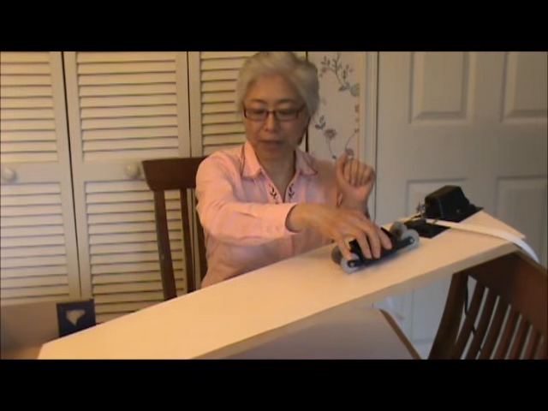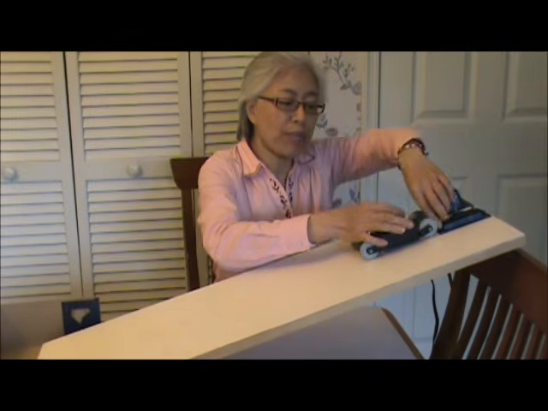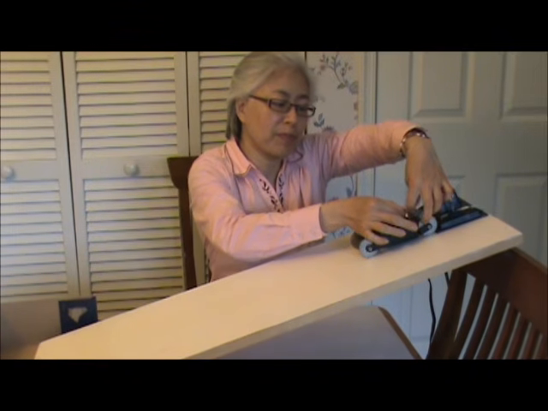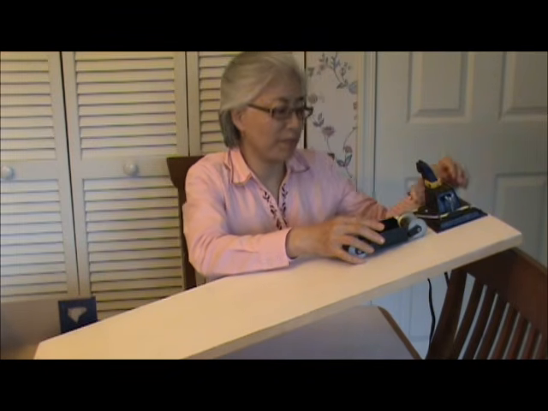Now I want to use this dot timer to record the motion of this low friction cart rolling down this incline. How should I do it? Yep, I can attach the tape to the cart. Turn on the timer and release the cart. As the cart drags the tape with it, the dots on the tape would spread out.